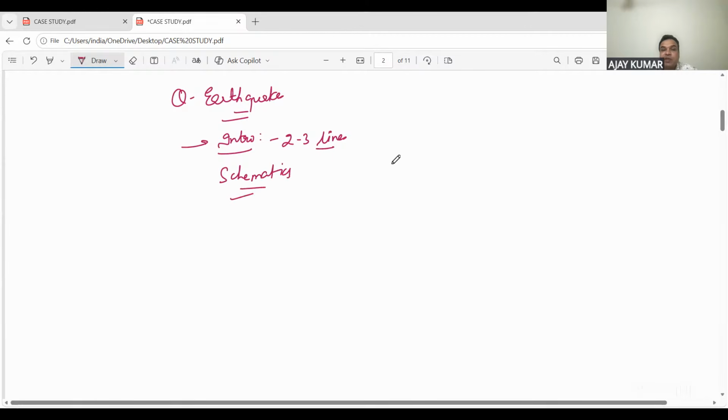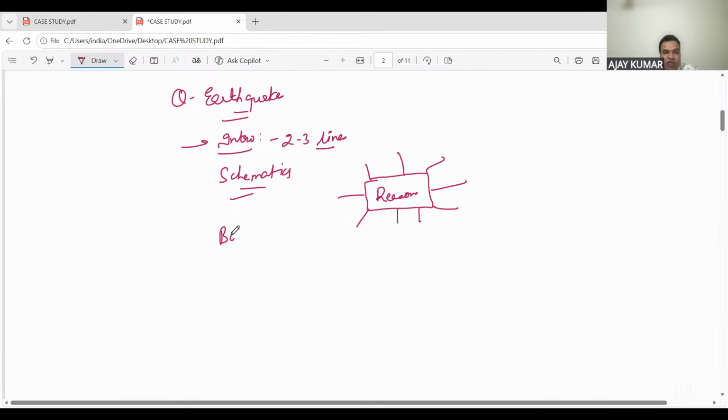Let me explain schematics for those who don't know. Schematics means some of the points are not explicitly asked in the question, but they are implicit. So you can make a box like this, write it as reasons, and then mention 1, 2, 3, 4, 5, 6, 7, whatever number of points you have about this.